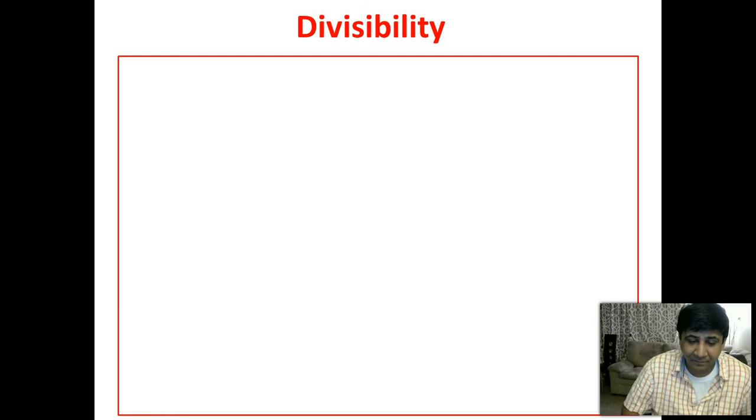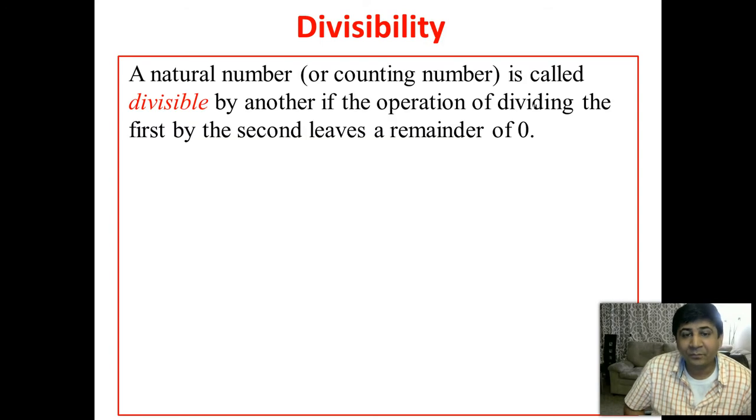A natural number is called divisible if after dividing, the remainder is 0. If you do not get any remainder, that means the number is divisible. If we get any remainder, then it's a different story. A natural number is called divisible by any other number if the operation of dividing the first by the second leaves a remainder of 0.